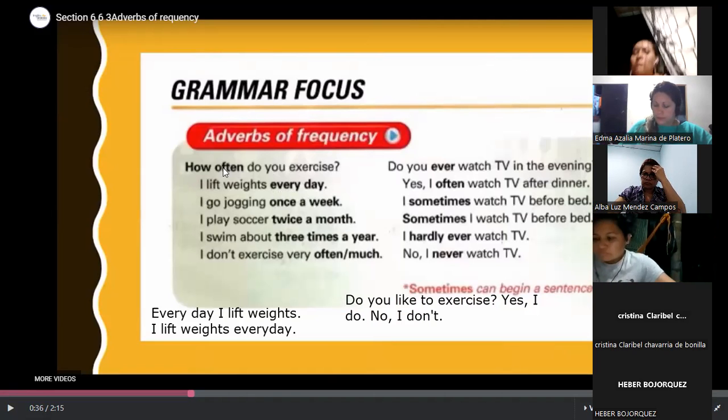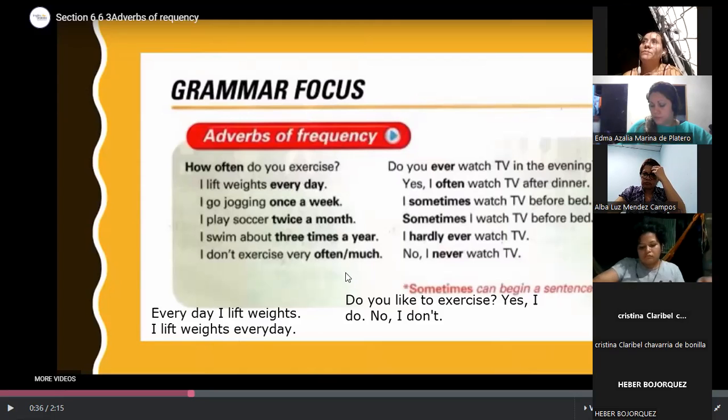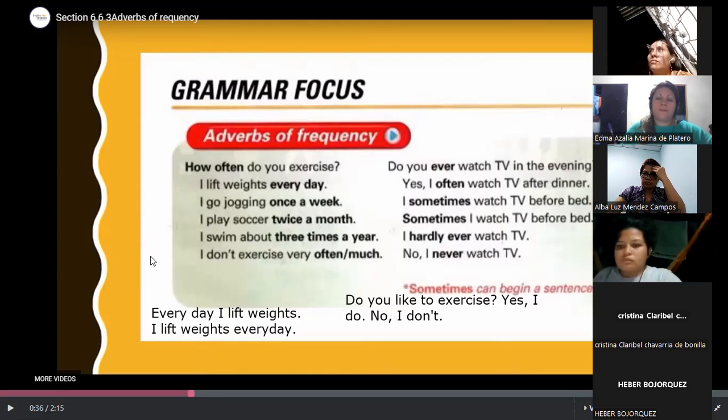If I say to you, I lift weights every day. Every day, I lift weights. Or I lift weights every day. In this case, cuando es dos o más palabras, va al final de la oración o al principio.